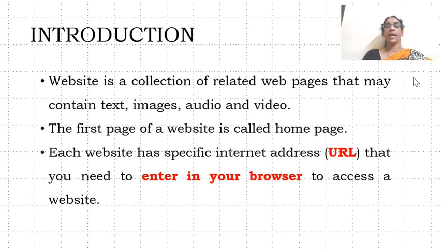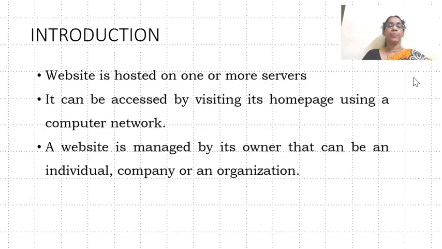A website is a collection of web pages that contain text, images, audio and video. Every website has one home page, and that home page has an internet address, which we call the URL. You have to enter that URL in the browser to access the website.